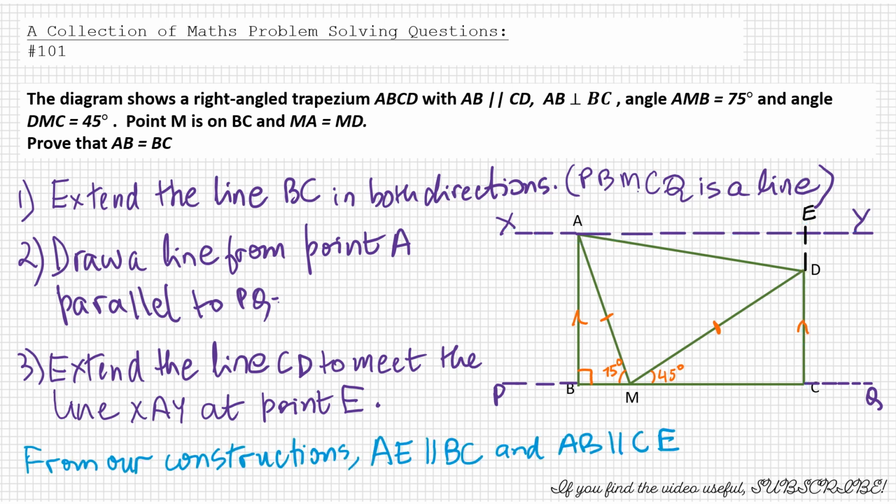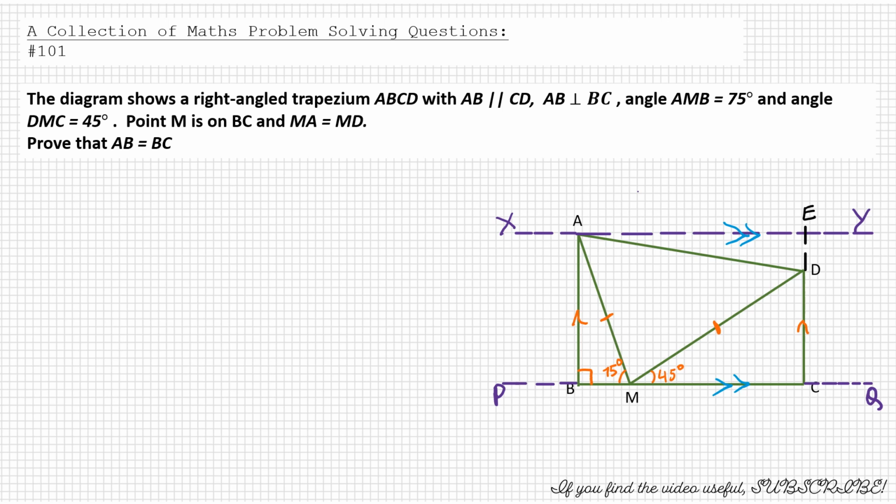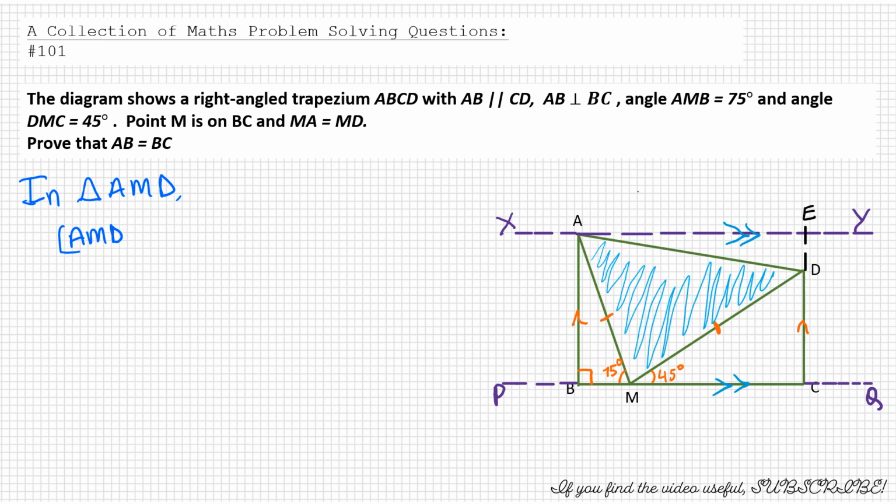So from our constructions, we have AE parallel to BC, and AB is parallel to CE, which was already given. The extra thing we've added is AE parallel to BC, and the angles remain as they are. The next thing we start with is triangle AMD. So we start by looking at this triangle first.